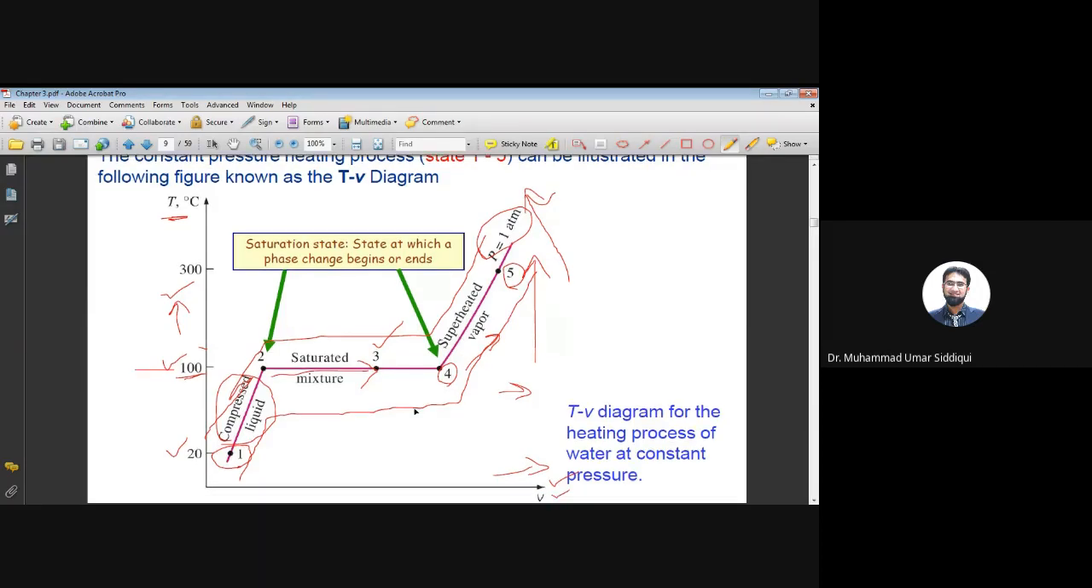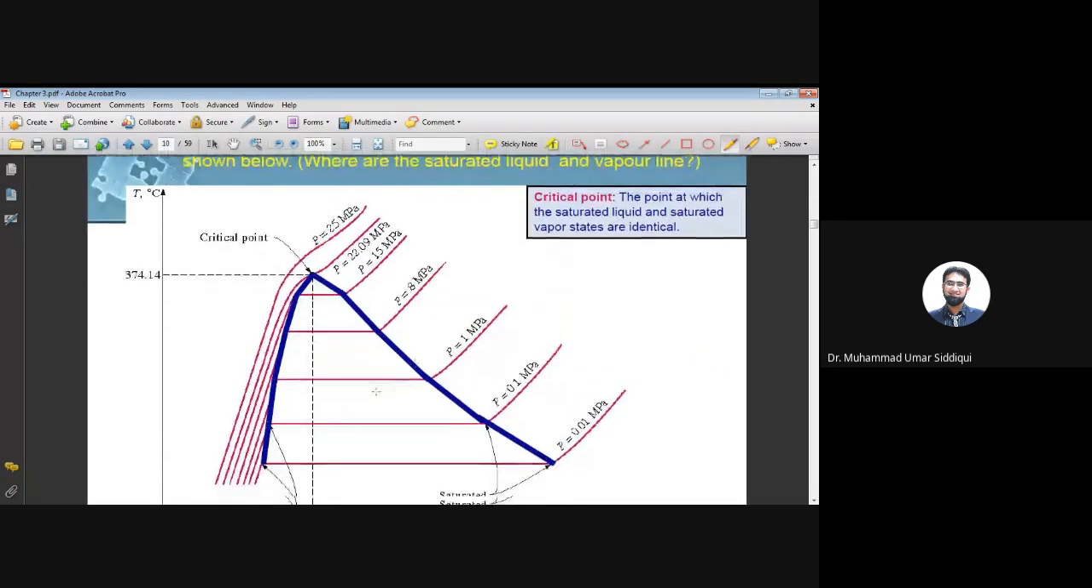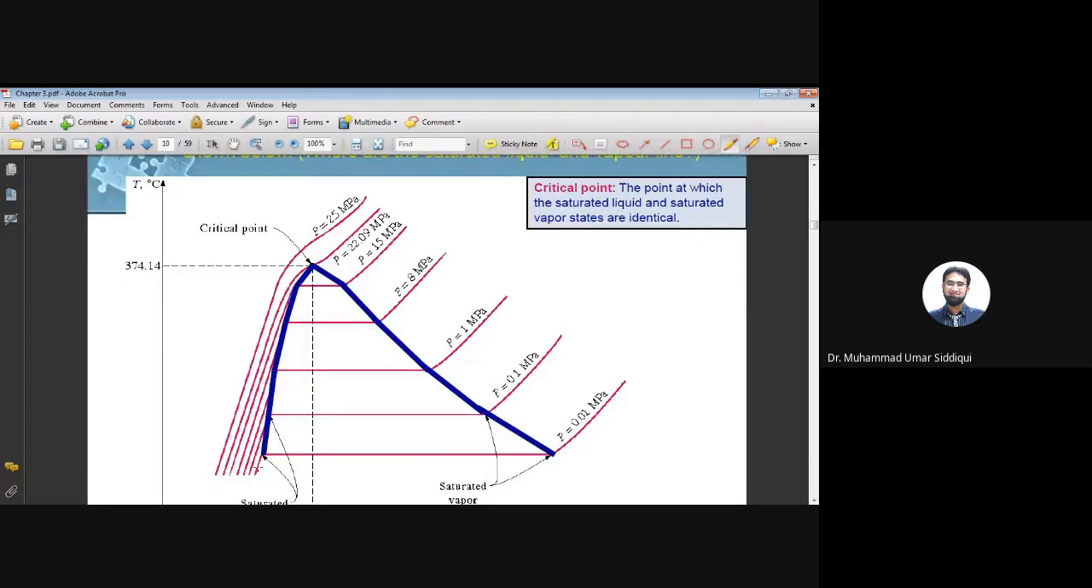So what we realize is that if we change the pressure, the curves follow the same pattern, but are shifted up or down. If you increase the pressure, the curves are shifted up. At the same time, another thing we realize is that the saturation region from state point 2 to 4 keeps on becoming smaller as you keep increasing the pressure: from 0.1 megapascal to 1 megapascal to 8 megapascal to 15 megapascal. A time will come when the saturated liquid and saturated vapor points actually join together.